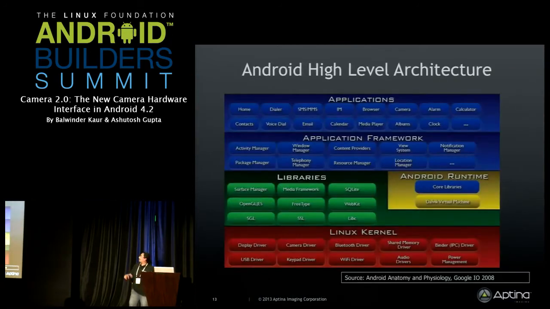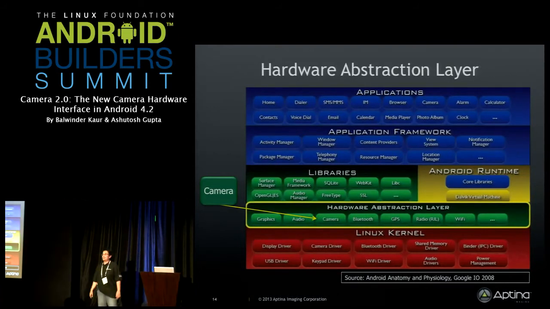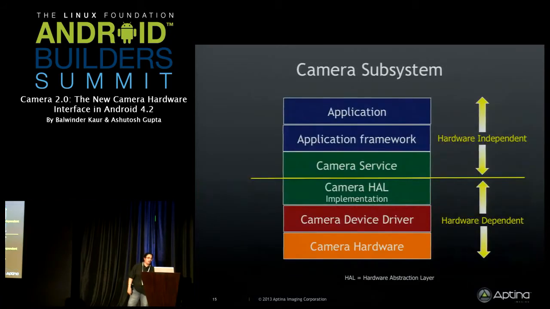Very briefly, I'm sure everybody here in this room has seen this cake diagram. I'll be focusing on the camera HAL and where it sits. It's that little piece in the hardware abstraction layer, and it comes with its definition, and we and all other OEMs provide their own implementation based on the application processor. That's the camera subsystem. The top part, as you can see, is hardware independent. The bottom is very closely related to the hardware, which in this case mostly involves the application processor, the image processor, coprocessor, and the camera hardware or the image sensor itself.